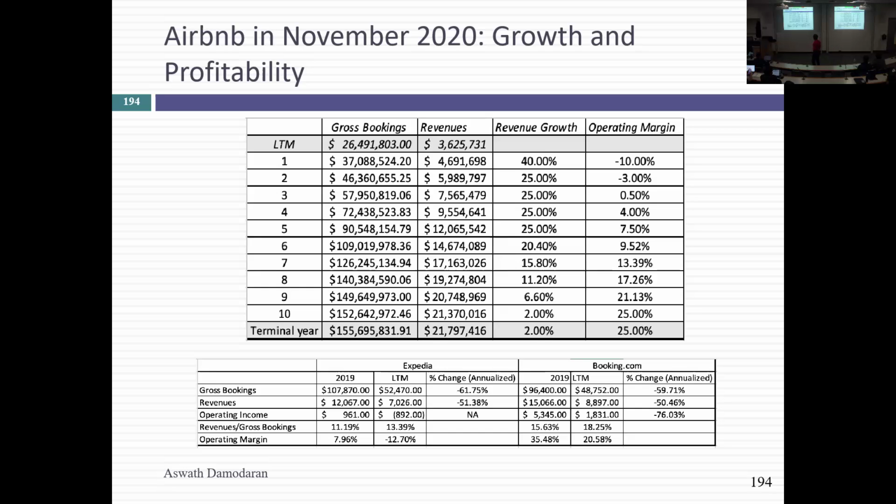With Booking.com, I got about 35%. I'm going to focus on 2019 because the last 12 months included the COVID months. And for Expedia, I got 8%. That's kind of puzzling, that Expedia's margins are so much lower than Booking.com, because when you get on the websites, they look pretty much the same, right?